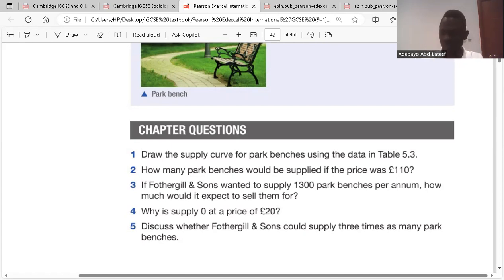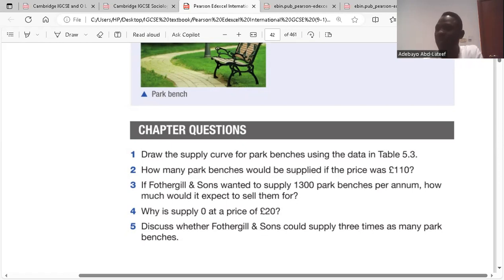And the fifth question said, discuss whether Fodder-Gill and Sons could supply 3 times as many park benches if the price of park benches was rising sharply. If the price increases, Fodder-Gill would want to supply more. But it does not only depend on Fodder-Gill, because there might be fixed supply where Fodder-Gill will not be able to supply more. Maybe because there are no resources available to produce more, or the number of workers available cannot produce more.